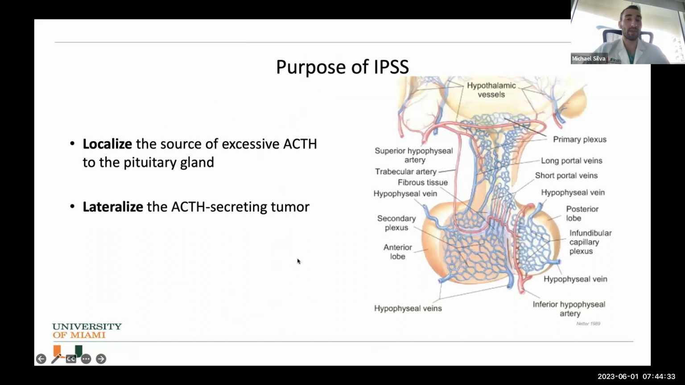It's important to, these patients often come to us for an IPSS. There are two purposes. One is to localize the source of excessive ACTH to the pituitary gland. And then in some cases, even if it's thought to come from the pituitary gland, these tumors may be small, and for surgical planning, lateralizing the side of the tumor can be important preoperatively.